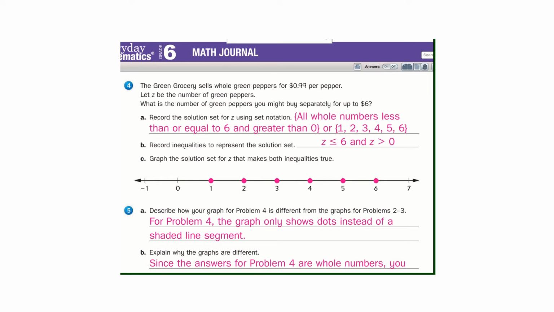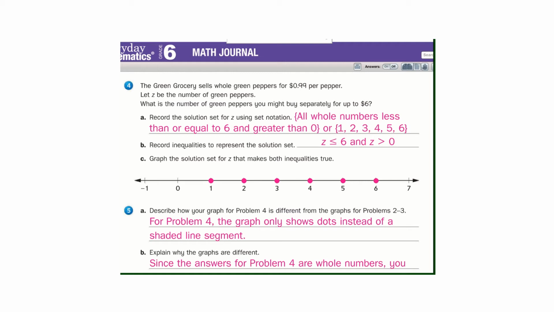So all numbers less than or equal to 6, and they're assuming you're buying some green peppers, so you have to have greater than 0. So the solution set, this one's a little bit different, could have been 1 green pepper or 2, 3, 4, 5, or 6 green peppers. So they said to use Z, so Z is less than or equal to 6, and Z has to be greater than 0.